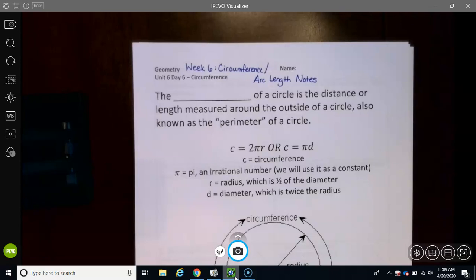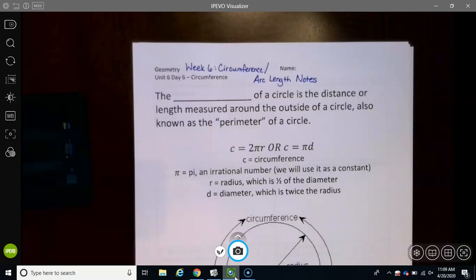All right. So for week 6, circumference and arc length, and I have supplied you with these notes on It's Learning. I am going to start uploading them as PDFs instead. Some people's notes were printing kind of weird last week, so I just want to start doing that in the future so they won't do that. But these are the notes I supplied you with.